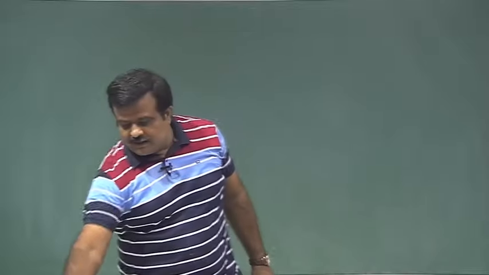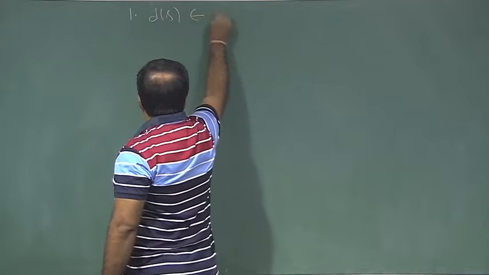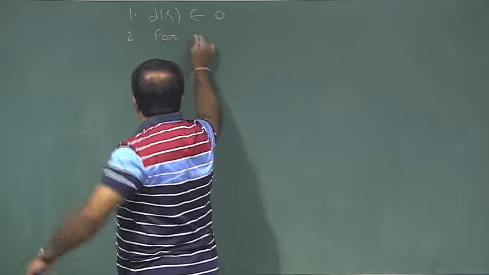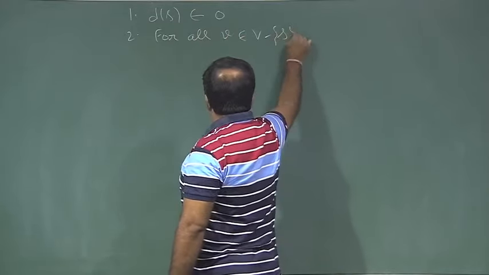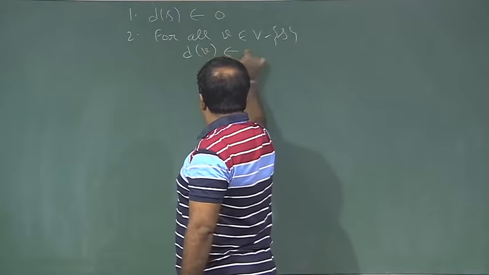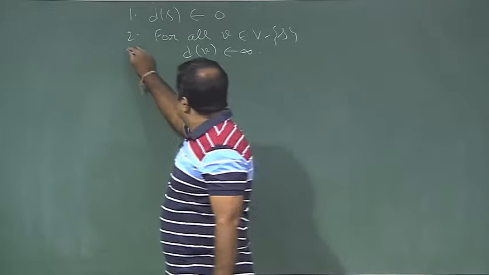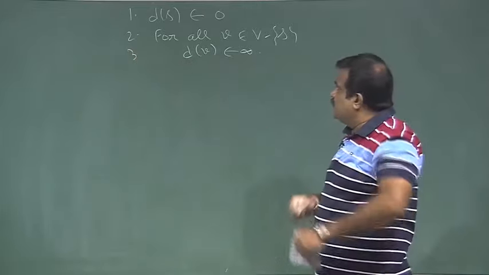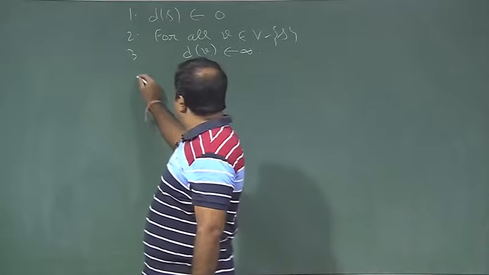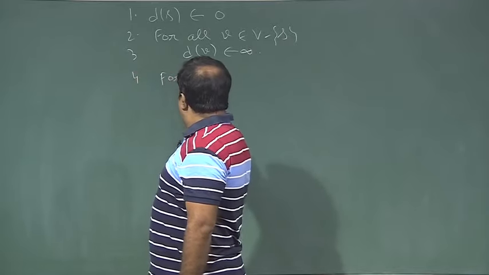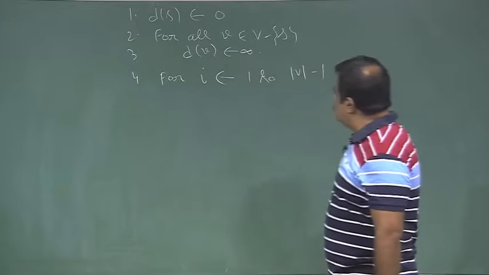So the initialization part is the same as in Dijkstra's algorithm: for all vertices, d of V is set to infinity. The initialization phase is the same as Dijkstra's. Then we are doing a batch of relaxation steps. How many times? For i equal to 1 to V minus 1 times. Why V minus 1 times? We will come to that.